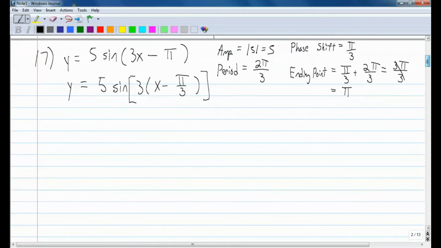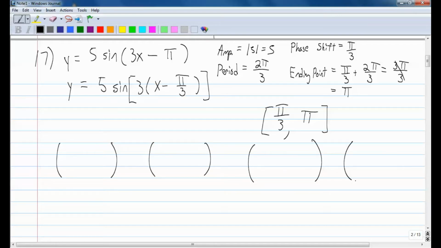So I know that one complete period can be drawn between pi over 3 and pi. Alright, now you want to come up with these, or formulate the subintervals. There's 4 subintervals for the graphs of sine, cosine, secant, and cosecant. Alright, we know we're going to start at pi over 3 and we're going to end at pi.